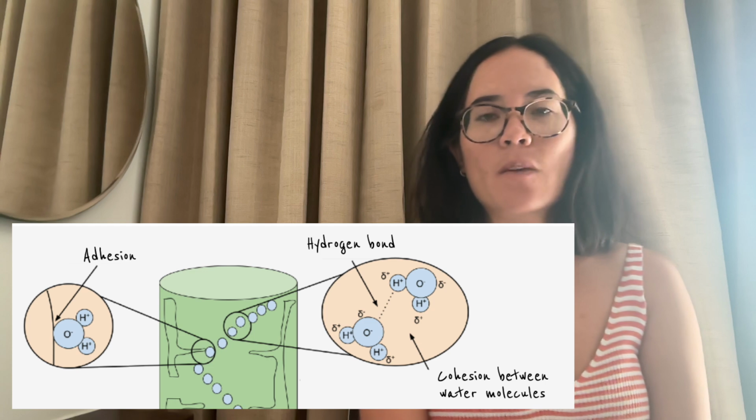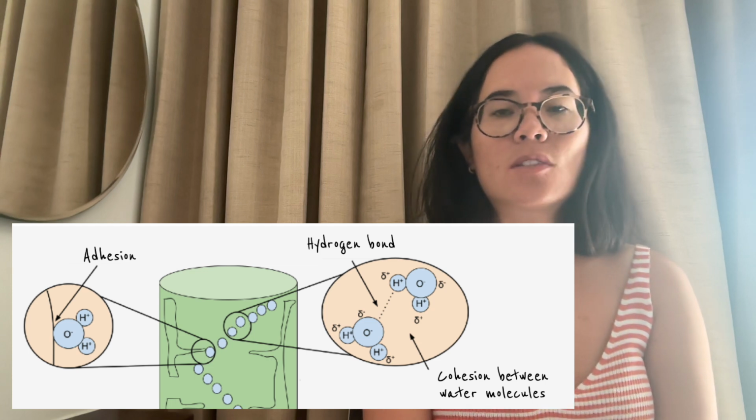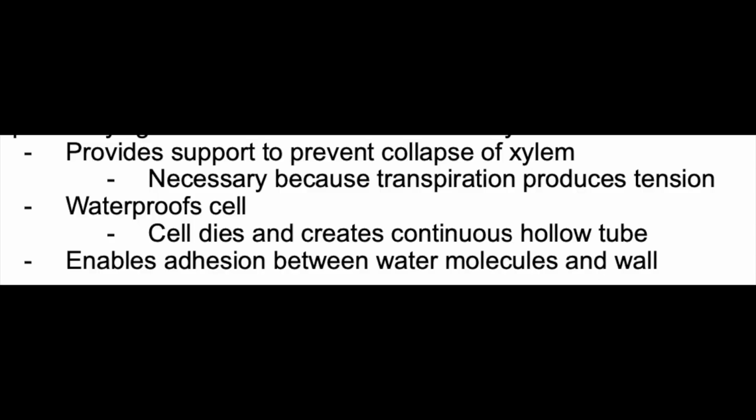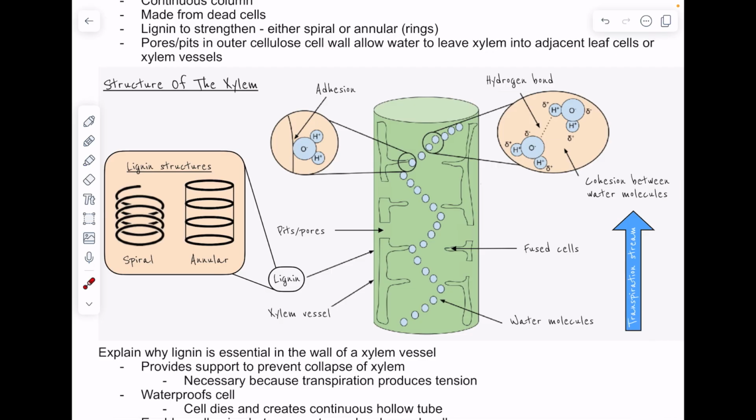The lignin also helps to waterproof the cell, which makes sense, after all the xylem is transporting water, and the lignin also helps provide adhesion between the water molecules and the wall, and that's important for the reasons I just said to do with transpiration stream. Those water molecules do need to be attracted to each other as well as the wall of the xylem. Take a look at the structure of the xylem.